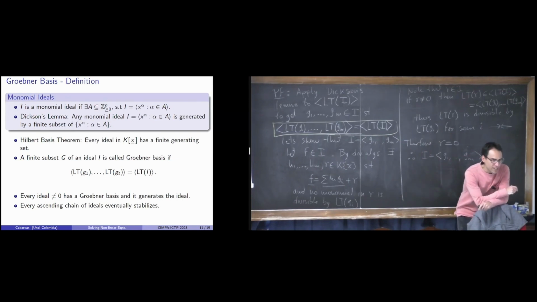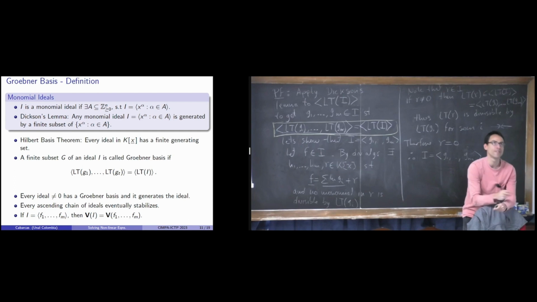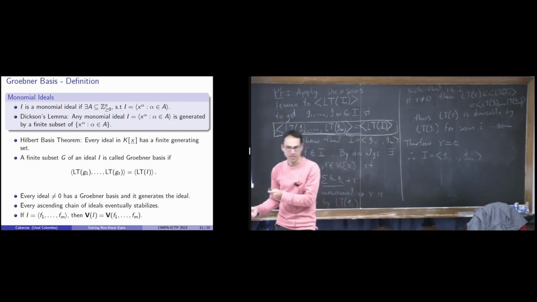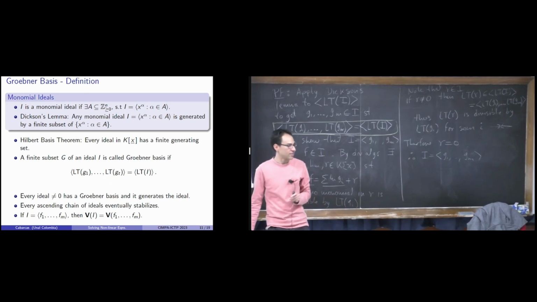You get that every ascending chain of ideals eventually stabilizes. So this is Noetherian, and so you cannot have infinite series of ideals. And you also get that the variety of the ideal is equal to the variety of the polynomials. Also from here it is quite easy to see.